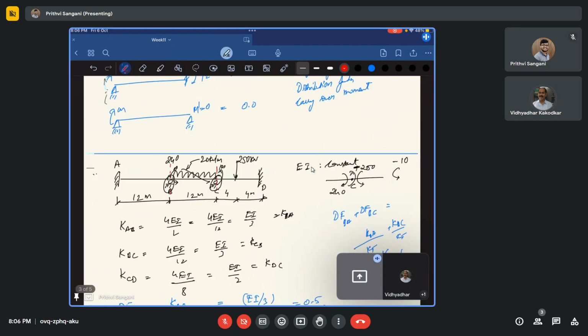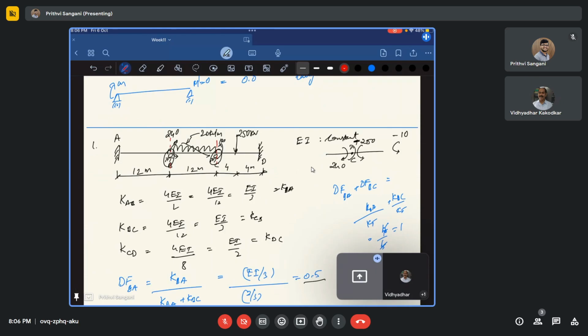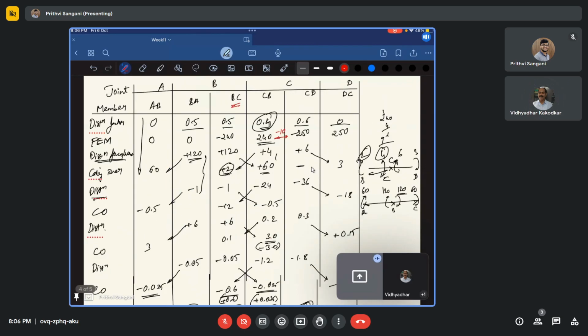See, like in BC, the other end is pinned, right? But in this question, what we are trying to do initially is assume that everything is fixed. All our supports A, B, C, D are fixed, and then we are trying to remove that fixity. What we are trying to do is we have a net moment here.